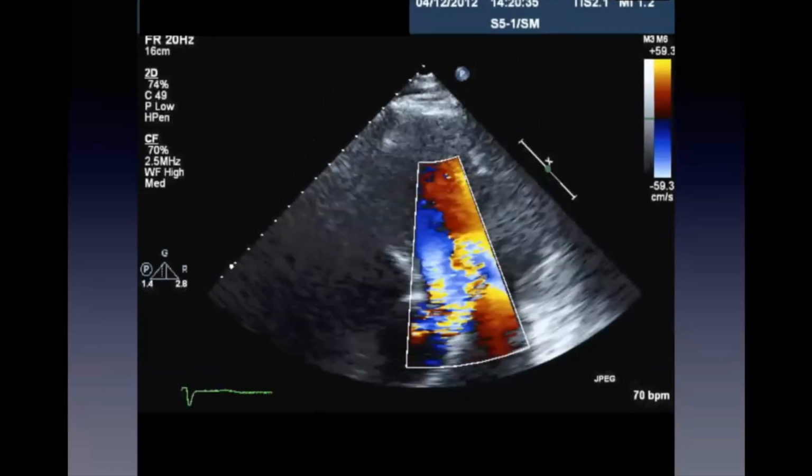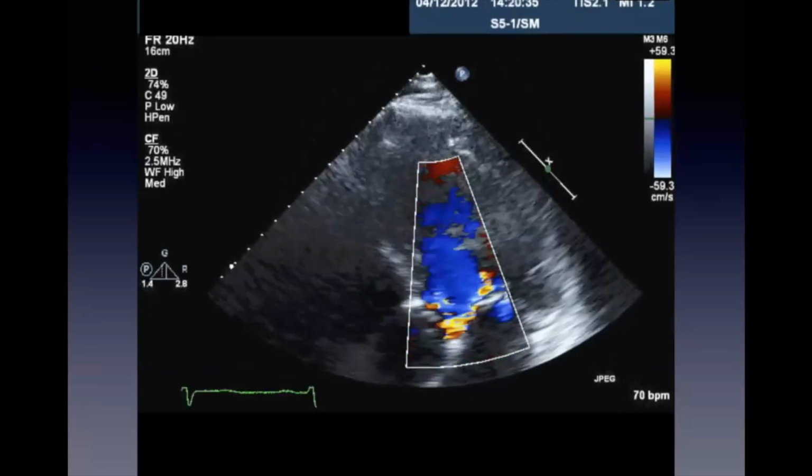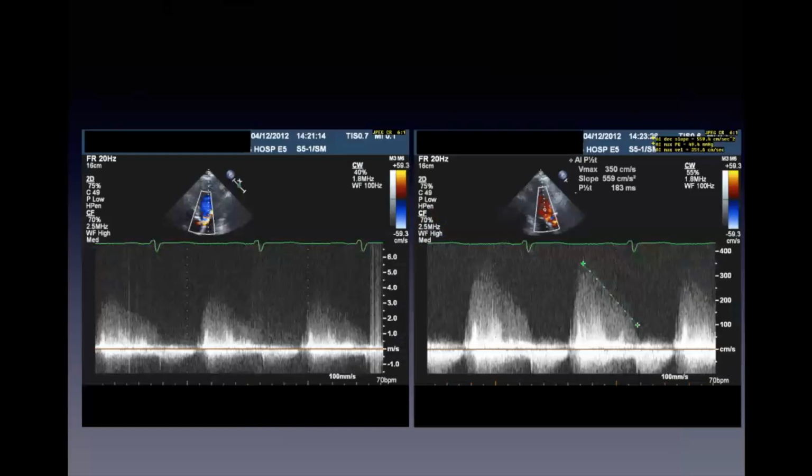There's the apical 5-chamber view, 2 jets. Trying to get an AI pressure half-time is always more difficult in the presence of an eccentric jet. But it suggests a short AI pressure half-time here of 183 milliseconds, although the caveat is you're never sure with eccentric jets if you're catching the complete envelope, right?